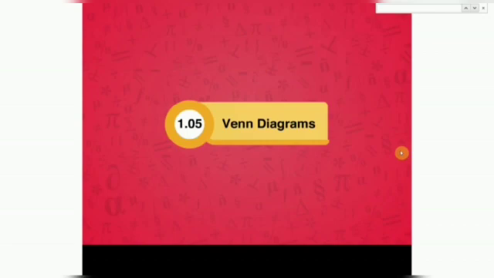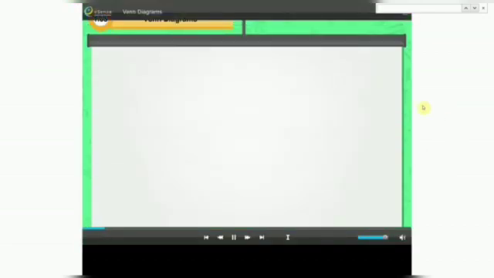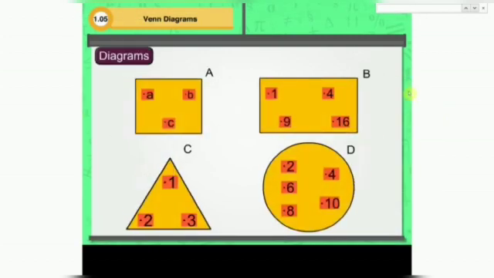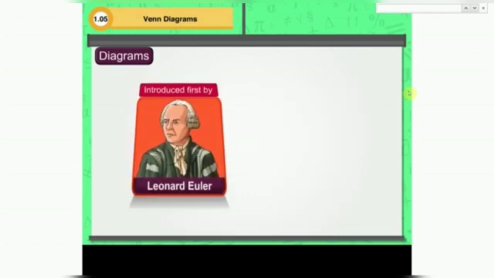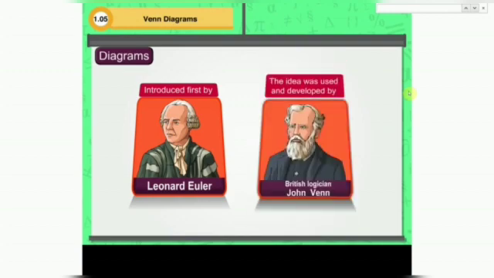Venn diagrams. Here we use diagrams to explain a concept. It was introduced first by Leonhard Euler, but the idea was used and developed by a British logician, John Venn, to study sets and operations on the set.